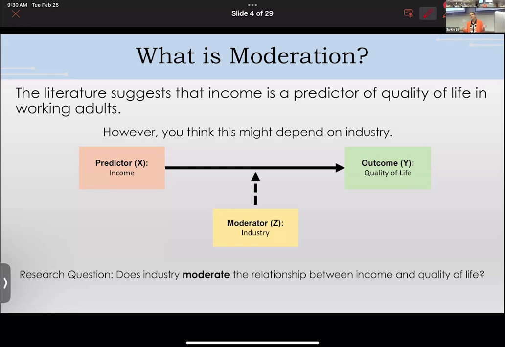What's my favorite non-Statsy moderation word? So what would it be? Does the relationship between income and quality of life depend on the type of industry? Good. Does the relationship with income and quality of life depend on industry?